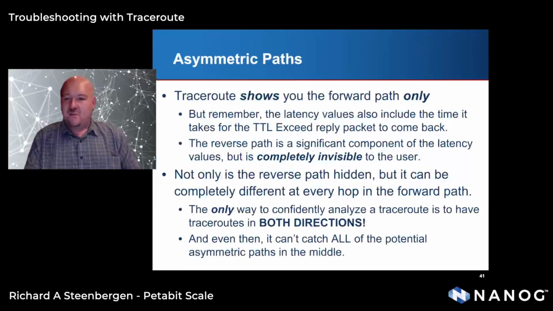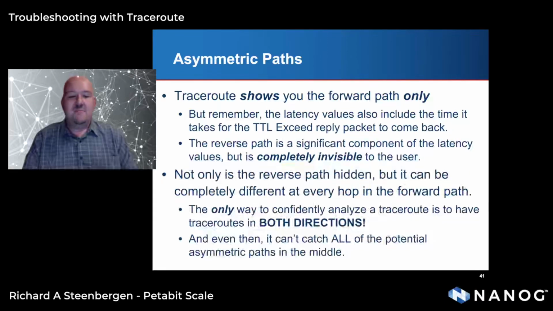So remember what I showed you before, traceroute only shows you the forward path, but at least half of the time that you're seeing is composed of the return path. And it's completely invisible. We don't see it, but that's contributing right about half of the total round trip time that we're looking at. So not only is this path hidden, but there's no guarantee that it is the same path as the forward path. And in fact, in a lot of major networks, it's pretty much a guarantee that it's not going to be the same path.